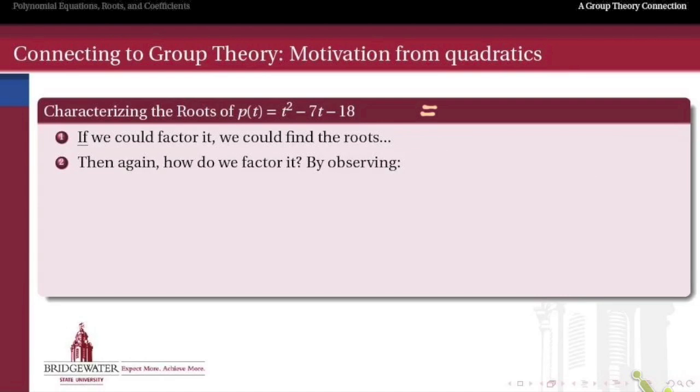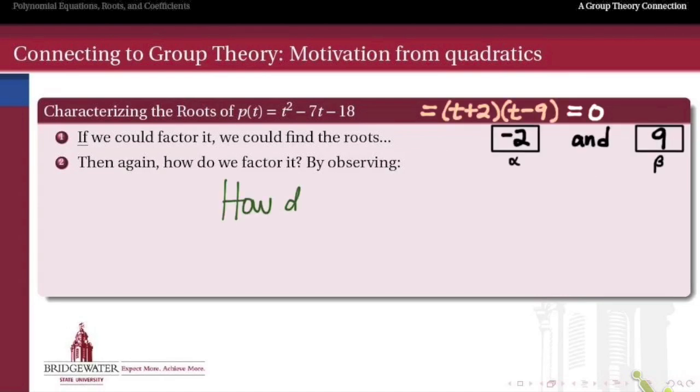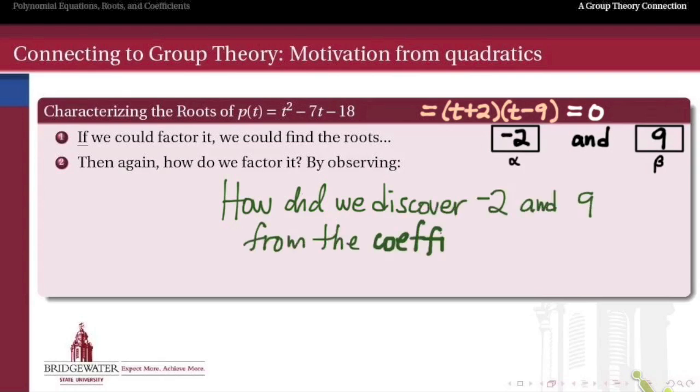Then again, how did we just do that? When you have to explain to an algebra student how you factor a polynomial, you have to come up with some process of discovery. How did we discover t plus 2 and t minus 9 out of the coefficients of this quadratic polynomial?